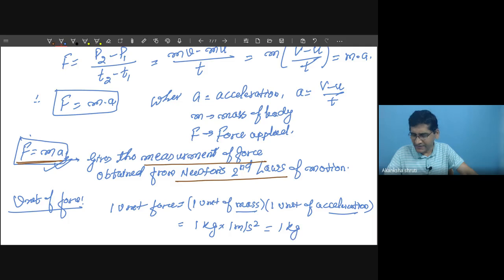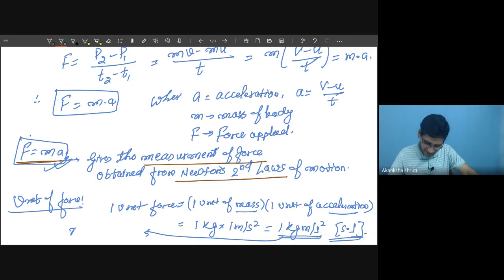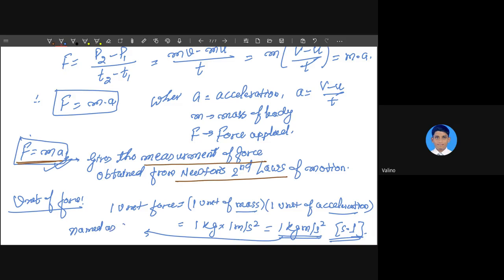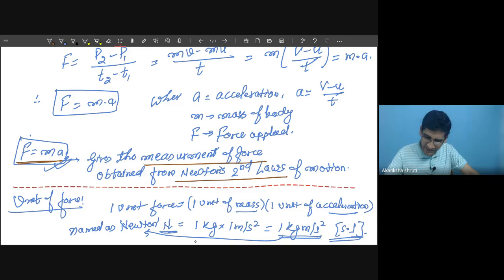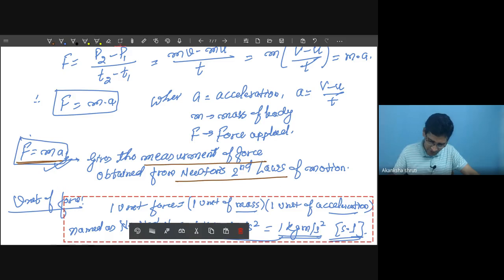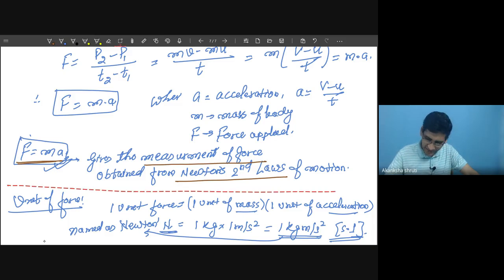So it is simply 1 kg meter per second square, in SI unit. This unit obtained is called the SI unit, and this 1 kg meter per second square is named Newton, denoted by N. Therefore, 1 Newton is the force which is able to generate an acceleration of 1 meter per second square.